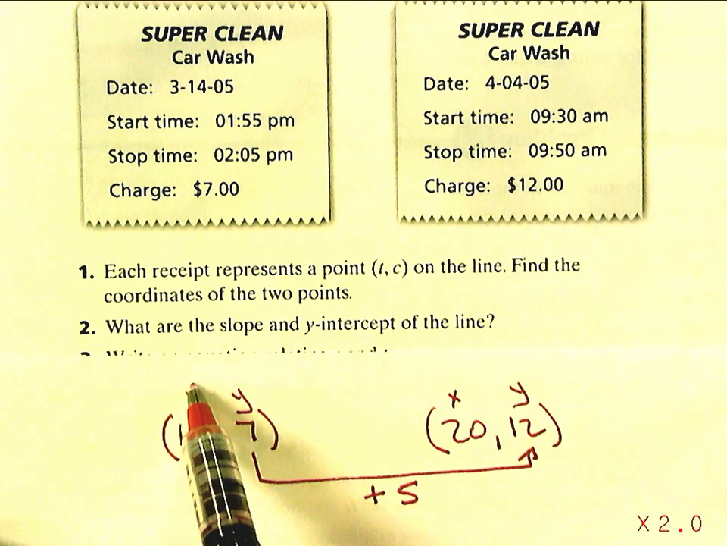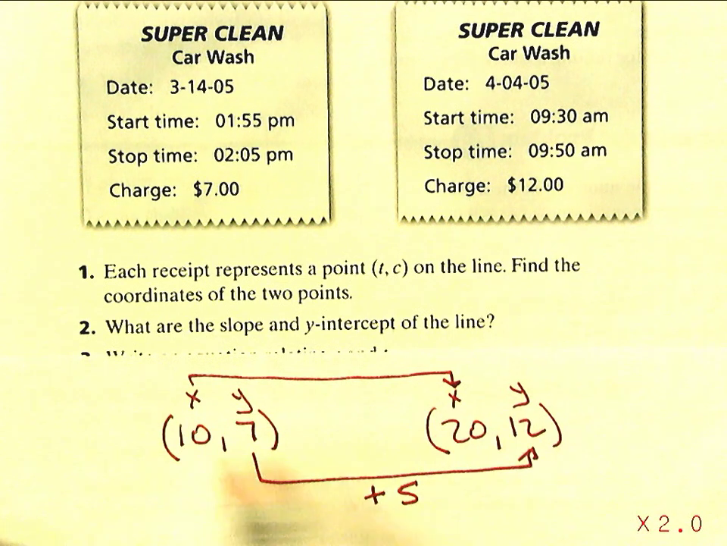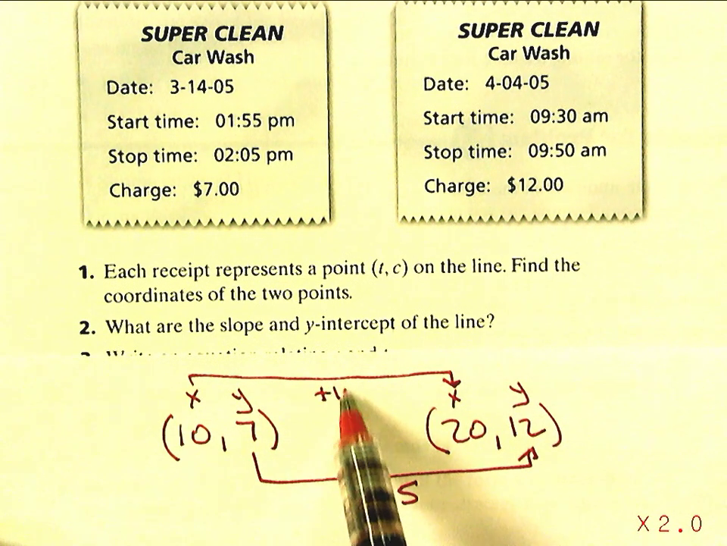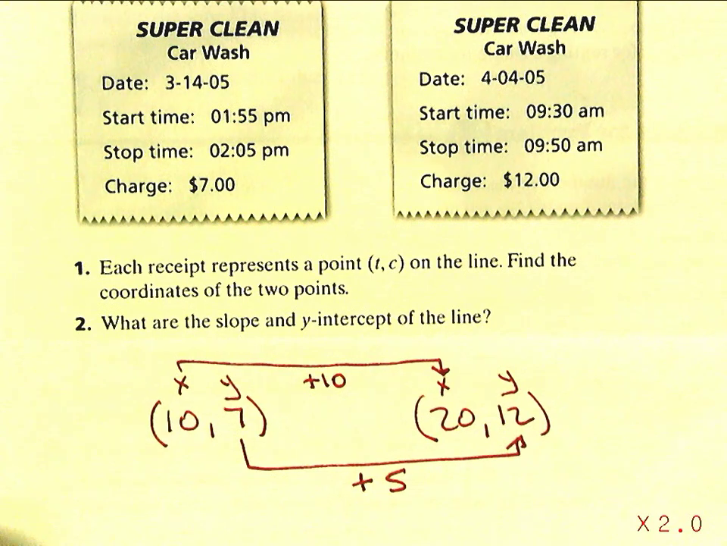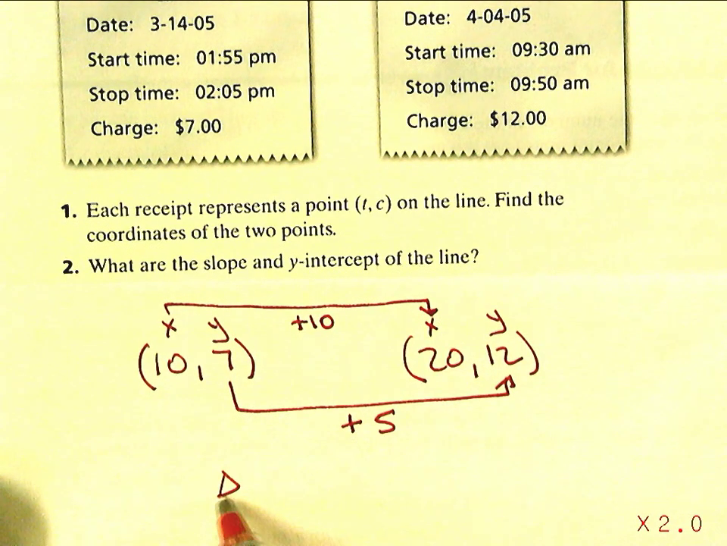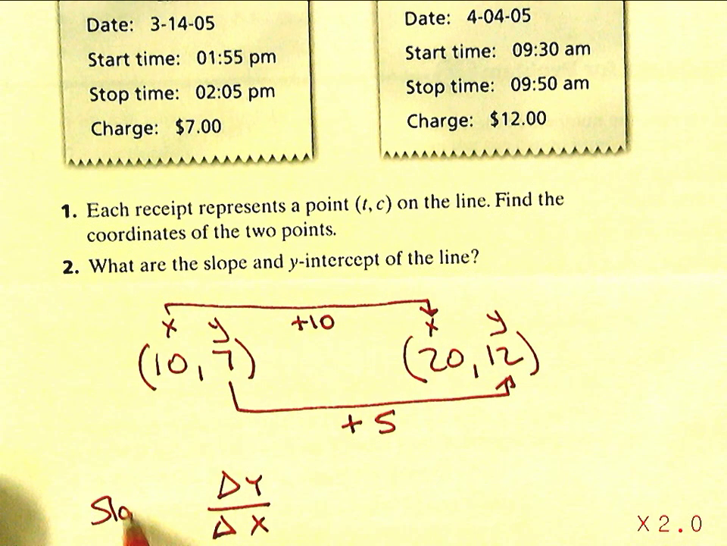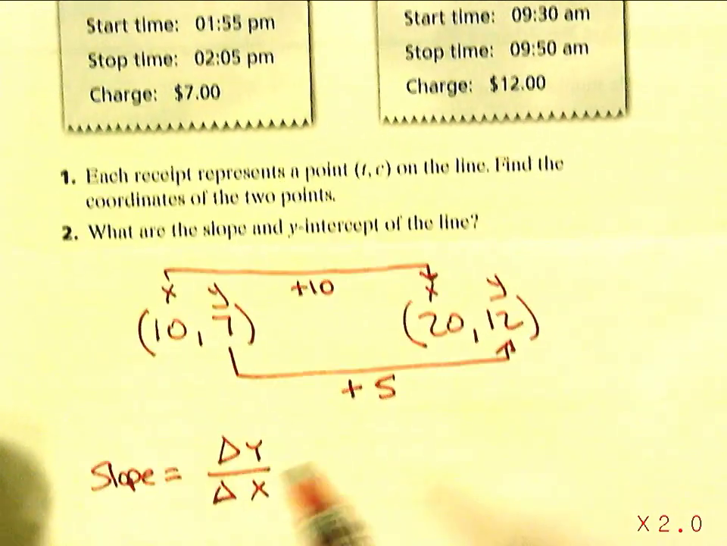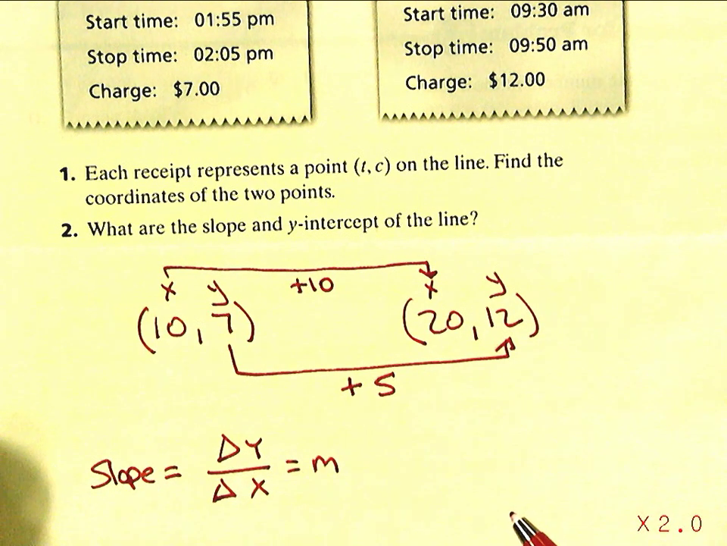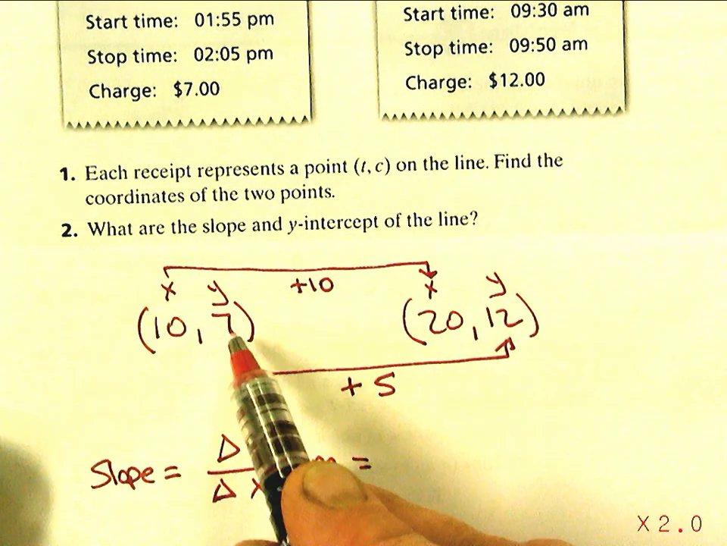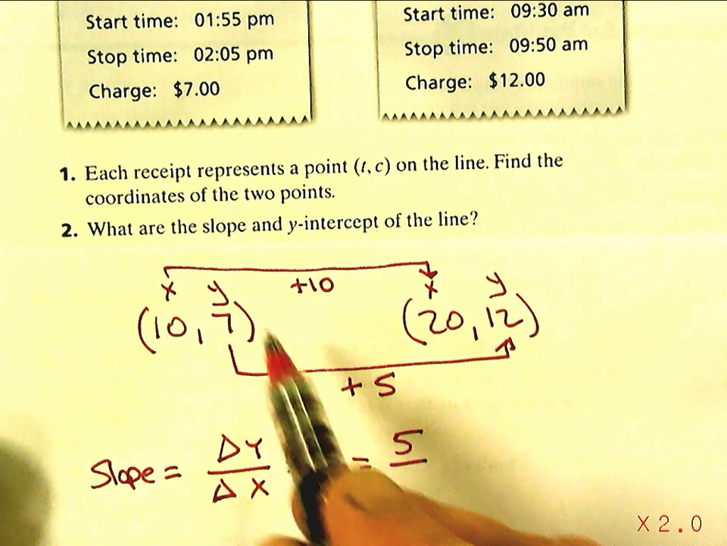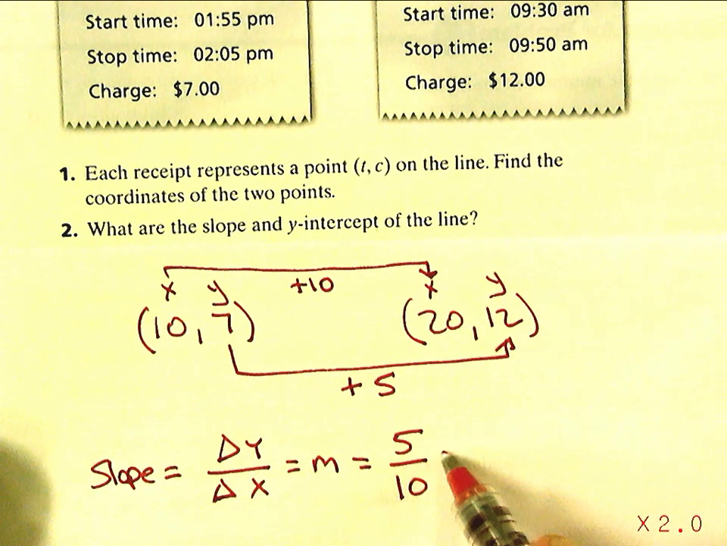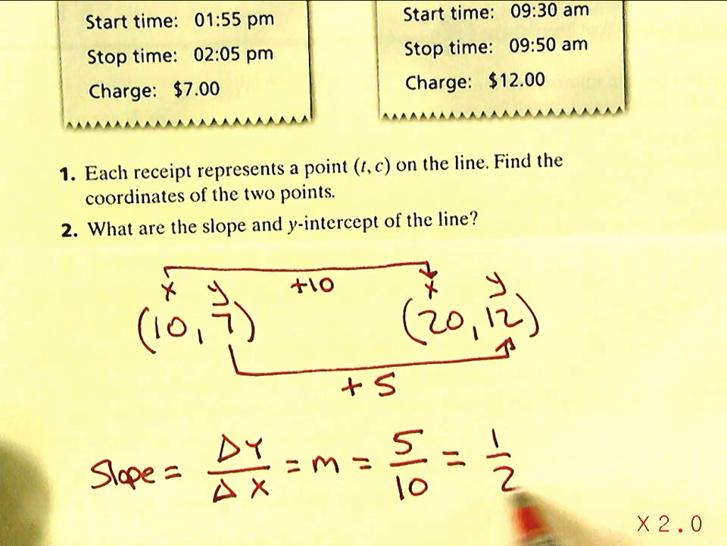compared to the change in the x values. If I go from 10 to 20, that's a change of plus 10. And so again, slope is the change in y compared to the change in x, and in our equation we say that's the m. So the change in the y values is 5, and the change in the x values is 10. So 5 over 10 is a fraction that can be reduced to 1/2.